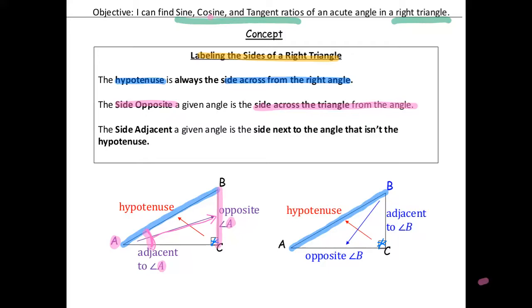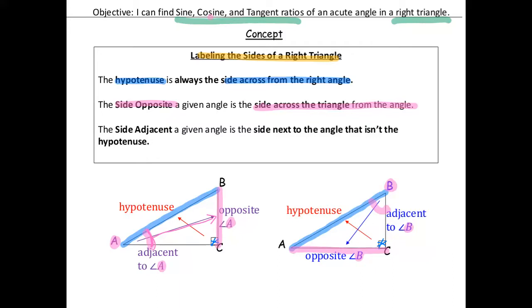In this case, it's talking about angle B. So now I'm looking at angle B for the second triangle. Now my angle of reference changes to the top. So then across from the angle, this is now the opposite side at the bottom.